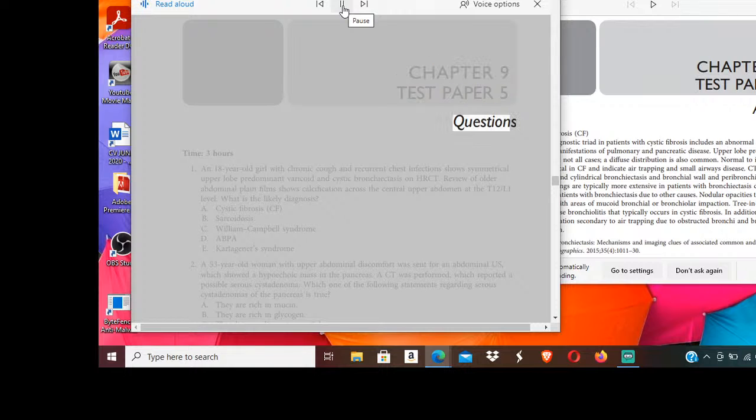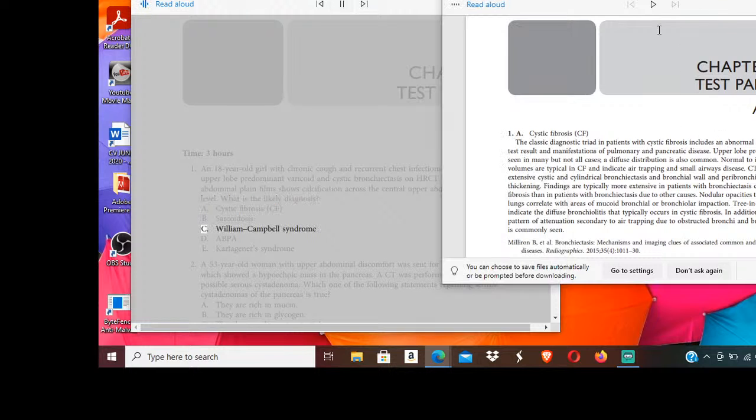Questions. Time: 3 hours. 1. An 18-year-old girl with chronic cough and recurrent chest infections shows symmetrical upper lobe predominant varicoid and cystic bronchiectasis on HRCT. Review of older abdominal plain films shows calcification across the central upper abdomen at the T12/L1 level. What is the likely diagnosis? A. Cystic fibrosis, CF. B. Sarcoidosis. C. Williams-Campbell syndrome. D. ABPA. E. Kartagener syndrome.